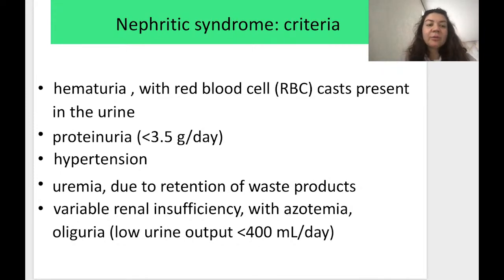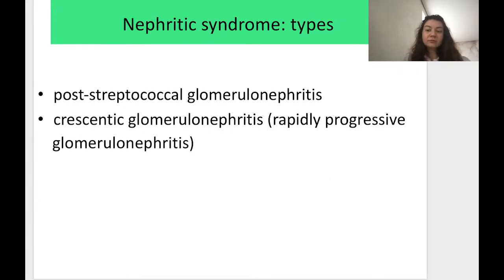There will be hypertension in most patients. Uremia can be present due to retention of waste products. Variable renal insufficiency with azotemia and oliguria. Low urine output, less than 400 milliliters per day. Hope you remember the definition of oliguria. Types of nephritic syndrome. In most cases, it is caused by post-streptococcal glomerulonephritis or crescentic glomerulonephritis, another name of this disease, rapidly progressive glomerulonephritis.